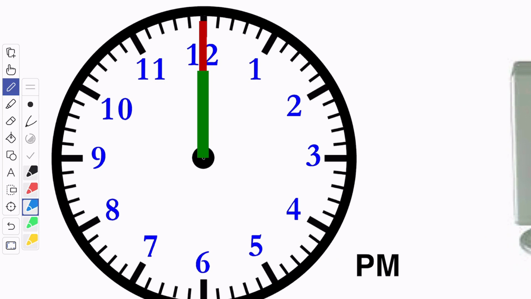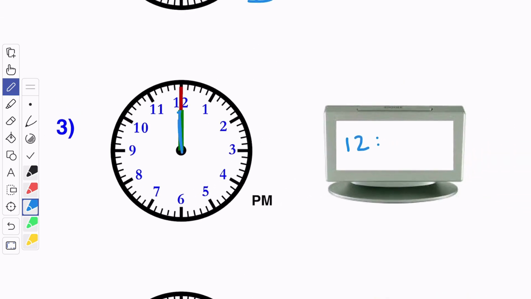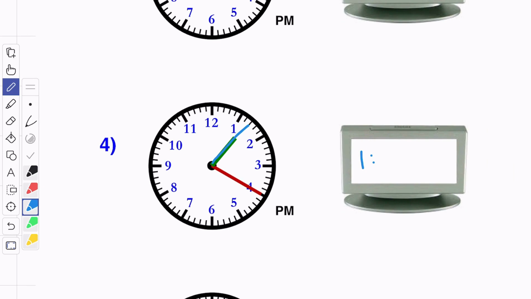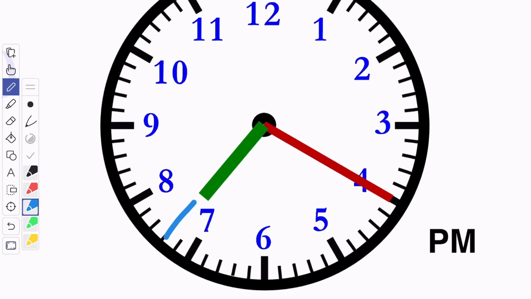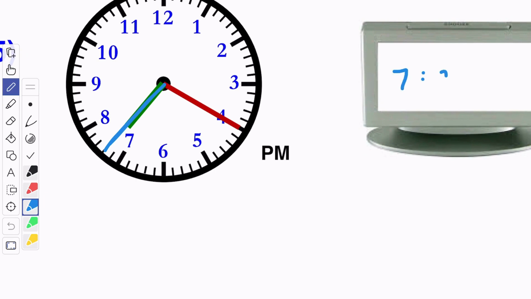Okay, now we're going to do this one. So this one, our hour is at 12, and our minute is at 12. So that means it's 12 p.m., which is noon. Now we have our hour at 1, and our minute at 4. So 4 times 5 is 20, so 1:20 p.m., afternoon. So our hour is at 7, and our minute is at 4. 4 times 5 is 20, so 7:20 p.m.